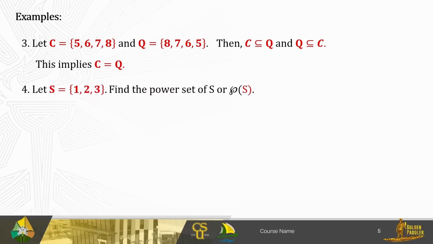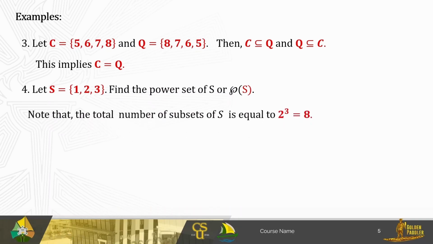The last example is for power set. So let's consider this set S containing 1, 2, and 3. Let us find the power set of S denoted by script T of S. First, we need to find the cardinality of our power set. Since we have 3 elements in S, the cardinality of S is 3. So using the formula 2 to the 3 or 2 cubed, you have 8. That means the power set contains 8 elements.